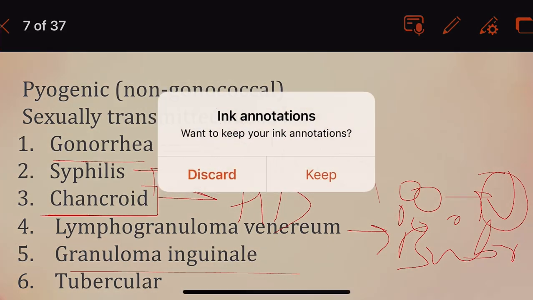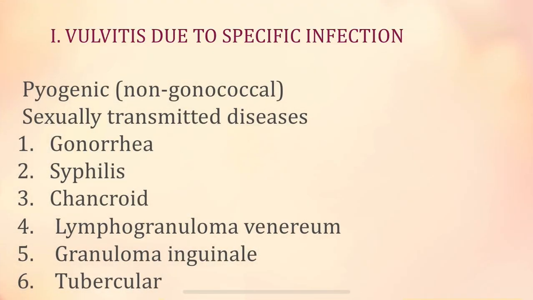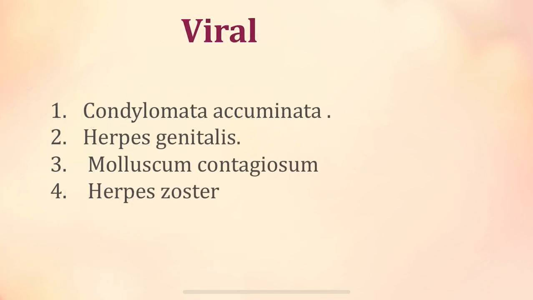You getting it? So these are the sexually transmitted diseases causing vulval infections: gonorrhea, syphilis, chancroid, lymphogranuloma venereum, and granuloma inguinale. And tubercular, which is nothing but tuberculosis. The causative organism is Mycobacterium tuberculosis, genital TB. This can cause a vulval infection. Then we have the viral causes, that is Condylomata acuminata. These are papillary lesions caused by the human papilloma virus.